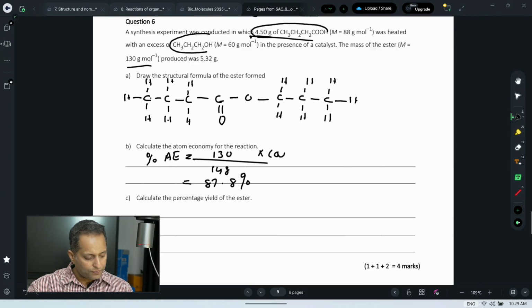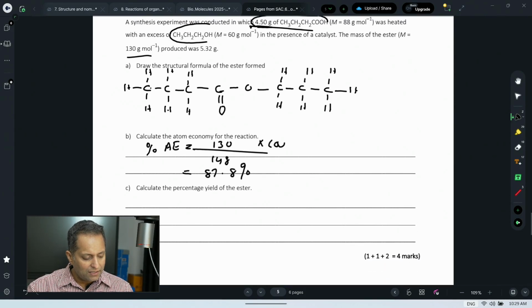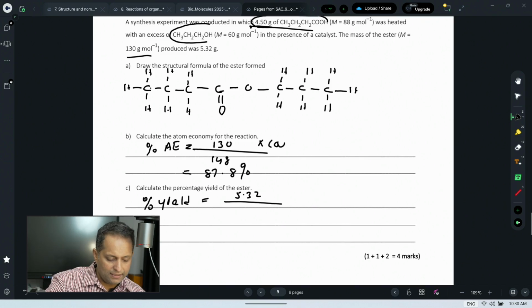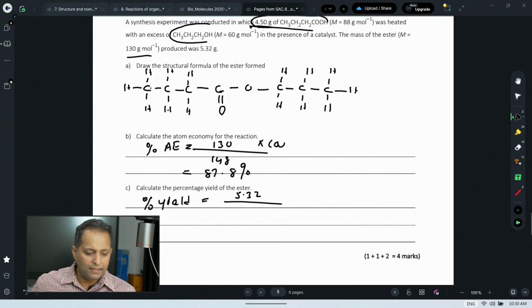Why is the atom economy less than 100%? Can anyone tell me? Because there is a byproduct here. Water is a waste product, or byproduct. That is why the atom economy is less than 100%, right? Now calculate the percentage yield. In order to find the percentage yield, you need to know the actual yield, which is 5.32. Oh, we need to find the theoretical yield. I forgot to find the theoretical yield.